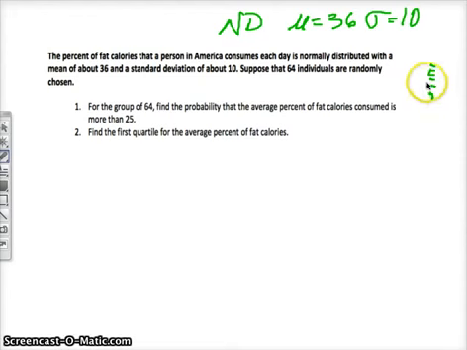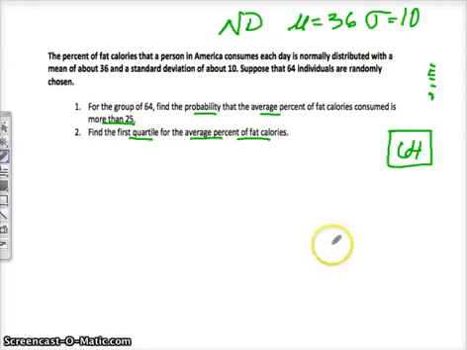All right, so the first one is find the probability that the average person consumed more than 25 grams. Okay, that's a good question. And then find the first quartile for the average percent of fat calories. Now, this question just has to do with the 64 people, not the entire population. So keep that in mind. We'll come back and look at that problem later. Now, how are we going to do that? We're going to use what we learned from the central limit theorem, and let's explain that a little bit.